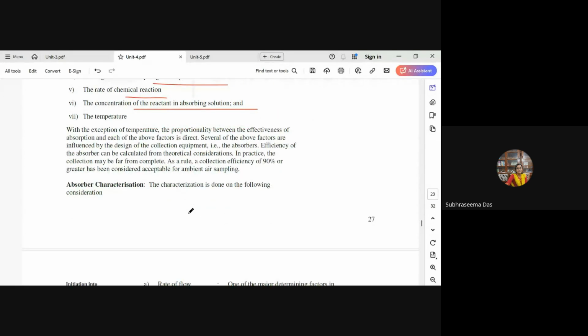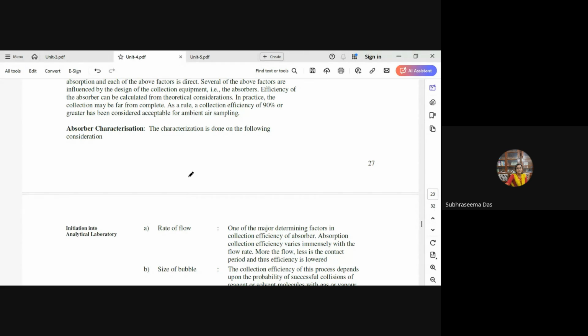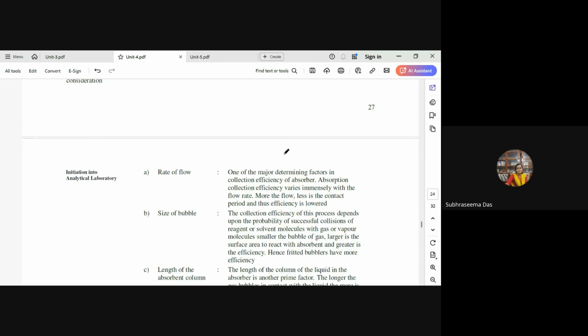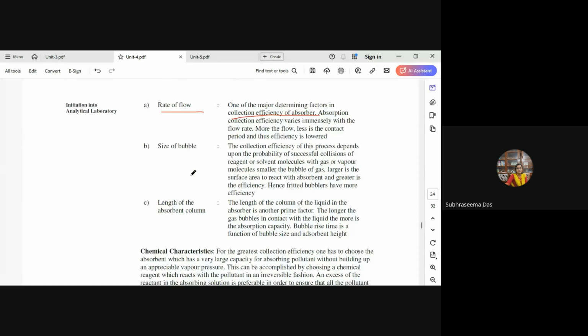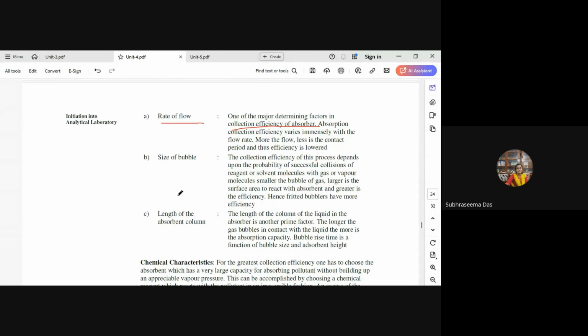And then coming to the absorber characterization. The characterization is done on the following considerations. One of the major determining factors in collection efficiency of an absorber is the rate of flow. Once we know the rate of flow, we can say how much of the gaseous pollutant has been absorbed into the absorbent. Then coming to the size of the bubble. The collection efficiency of this process depends upon the probability of successful collisions of the reagent molecules with the bubbles, and we can find out the collection efficiency. Then the length of the absorbent column: efficiency also depends upon the length of the absorbent column, and also its height.